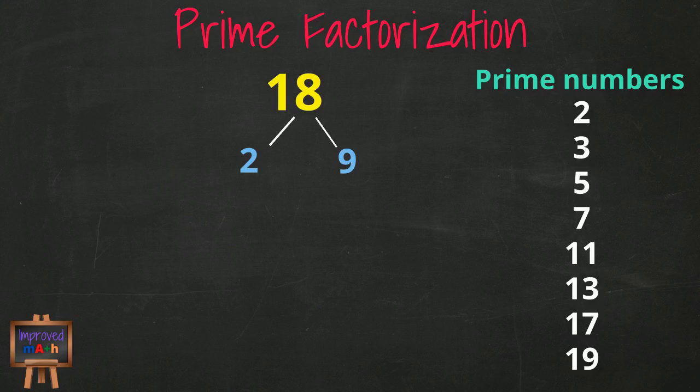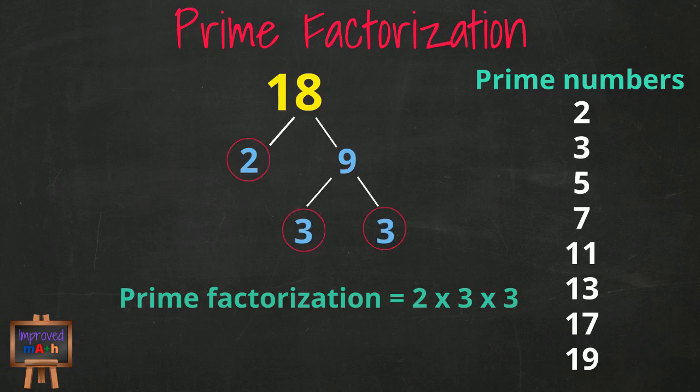2 is a prime number, but 9 is still a composite. What prime numbers are factors of 9? Well, 3 times 3 is 9. Our last branch of our tree is made up of all prime numbers, so now we know we're done. So you would write the prime factorization of 18 as being 2 times 3 times 3. That works too, right? 2 times 3 is 6, and 6 times 3 is 18.